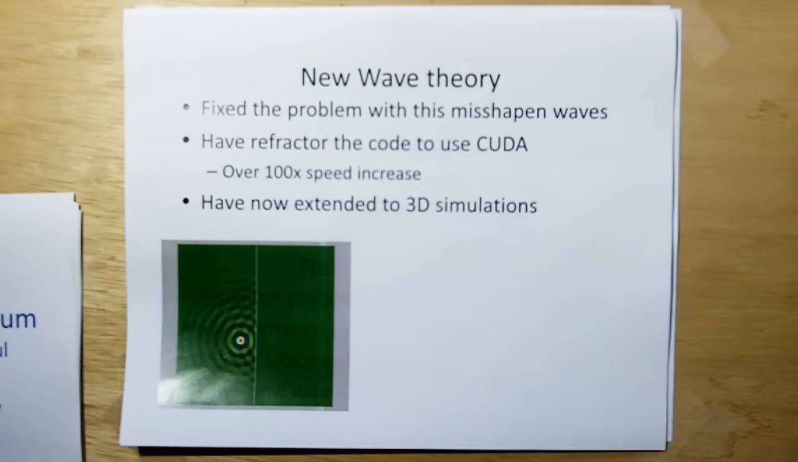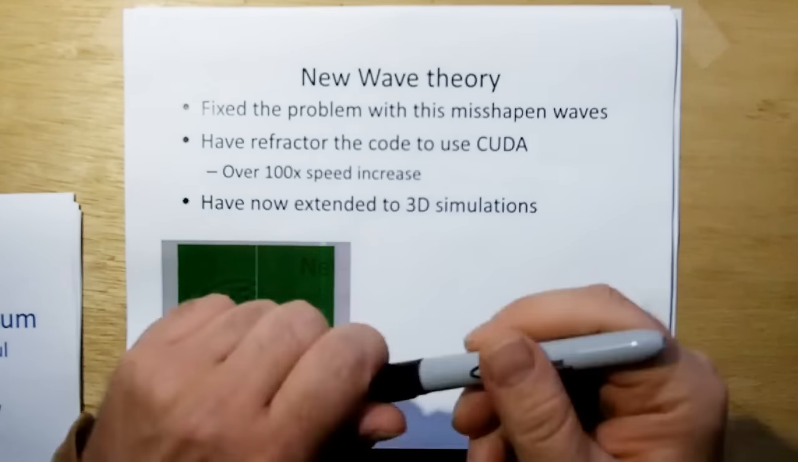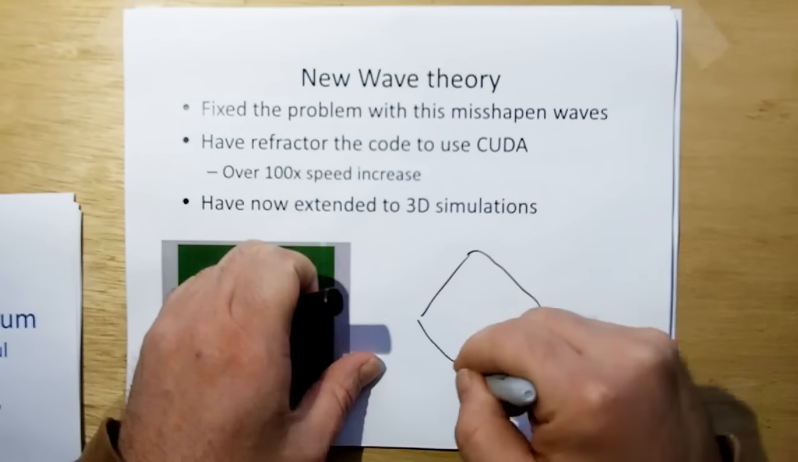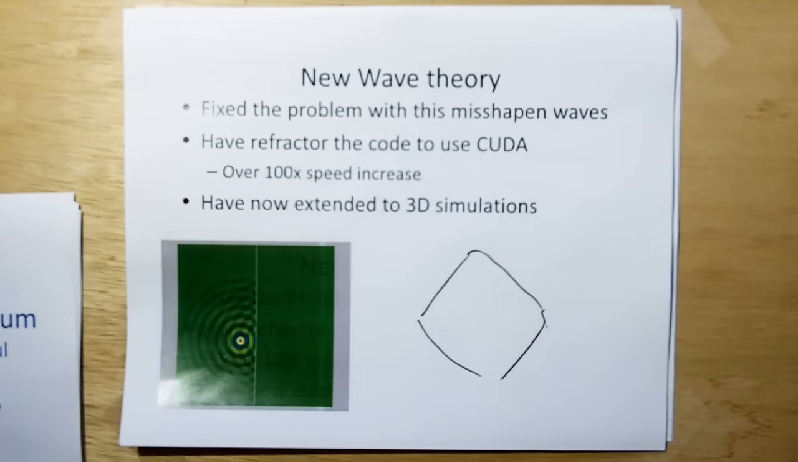New wave theory. Fixed a problem with the misshapen waves. If you'd seen the simulations, which are still there, you'll notice that the wave fronts kind of had a diagonal or diamond shape as opposed to a circular shape. That was caused by a numerical integration error.